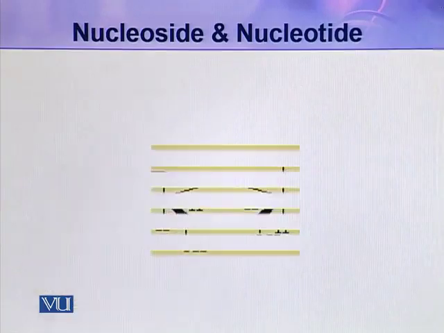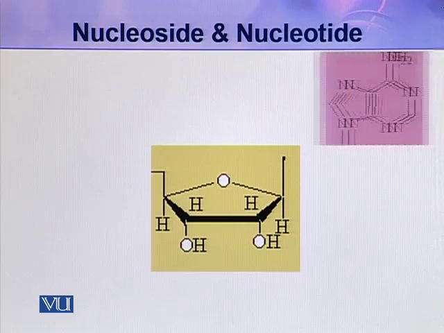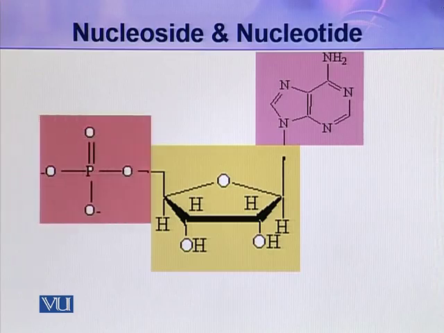So, in this picture, you can see this is a pentose sugar, and this pentose is in its furanose configuration. So, when a nitrogenous base is attached to this pentose, it becomes a nucleoside. And to this nucleoside, if a phosphate group is attached, it becomes a nucleotide. So, this molecule is a nucleotide with all its three components. Now, let us see how these three components are joined together.